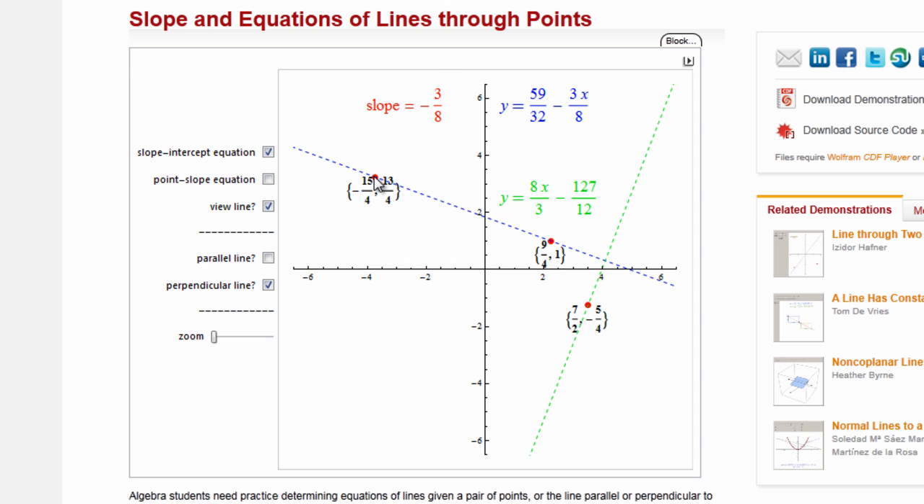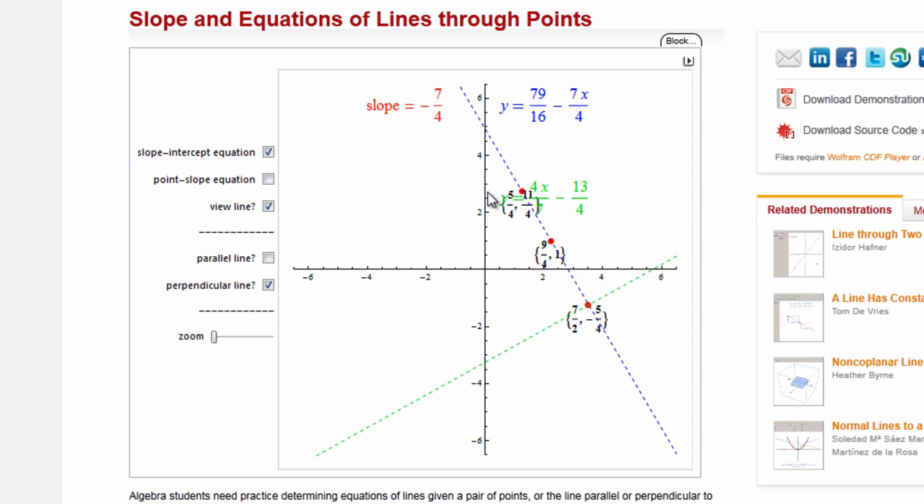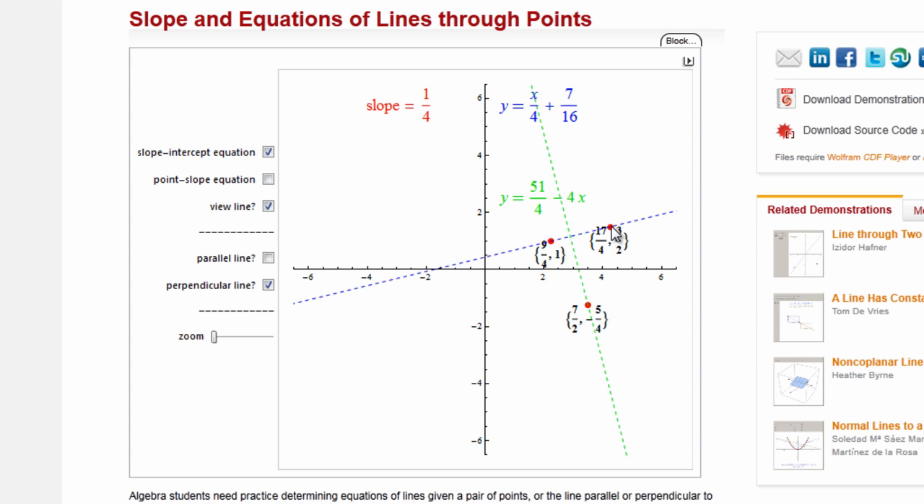It doesn't matter how I move these lines, they'll stay perpendicular to one another, and it turns out that their slopes are negative reciprocals. Like if this slope is 1/4, the blue slope is the slope of the blue line, and the opposite of that would be a negative, and then the reciprocal would be 4. So a negative 4 should be the slope of the green line, and it does say negative 4x right there. Okay, so kind of neat.